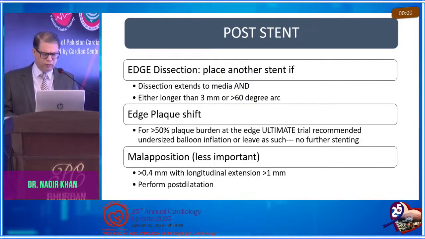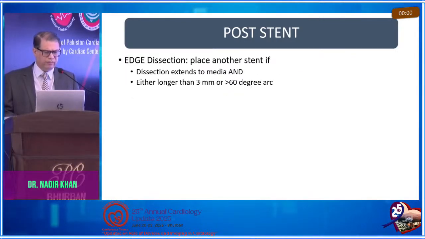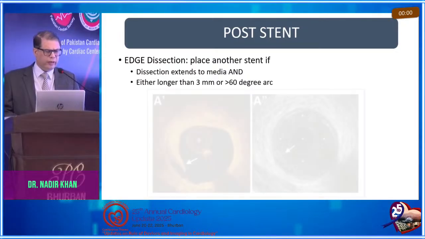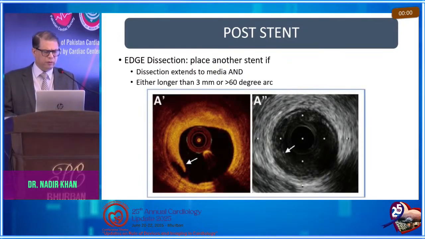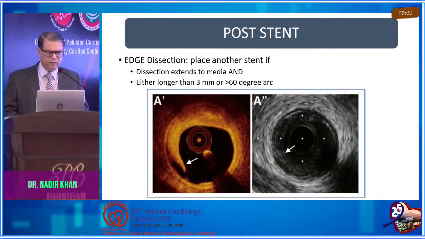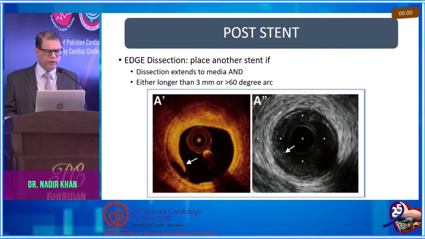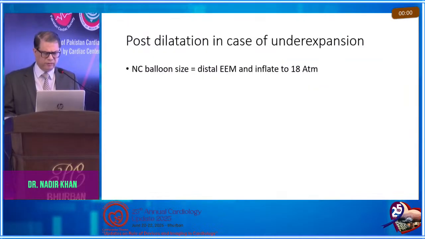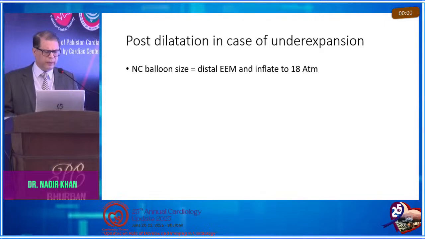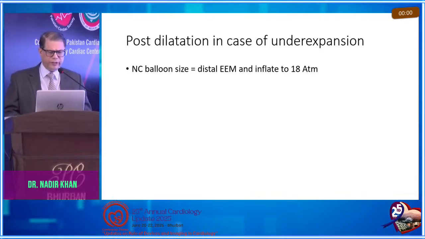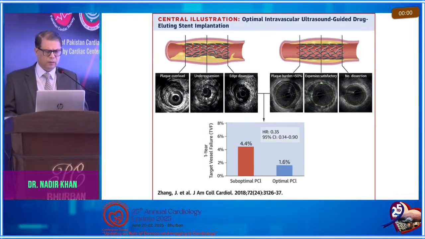So for malapposition, you can use a more aggressive post-dilatation. So again, the same thing, that if you have a dissection that is larger than 3 millimeter, greater than 60 degrees, going into the media, you need to stent that edge dissection. And the post-dilatation in case of under expansion should be with an NC balloon measured from the distal external elastic membrane and inflate at high pressures.